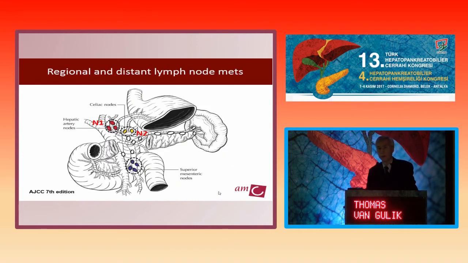And what we also do with our staging laparoscopy is that we sample the lymph nodes along the common hepatic artery onto the celiac axis, because if we find positive nodes there, we will not resect those patients. So that's, I think, an additional benefit of doing a staging laparoscopy.